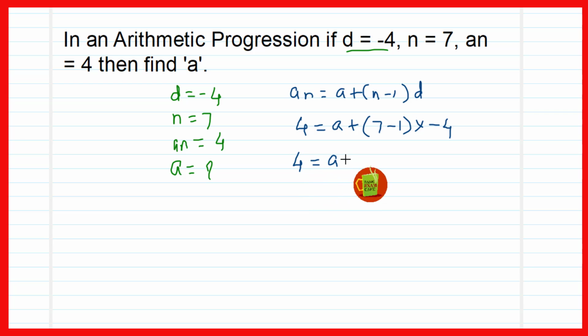Here 7 minus 1 will be 6, and 6 into minus 4, that is minus 24. Take 24 to the other side, so it will be plus 24. So 24 plus 4, that will be 28, and so a is equal to 28. Highlight this. So the first term of this arithmetic progression is 28.